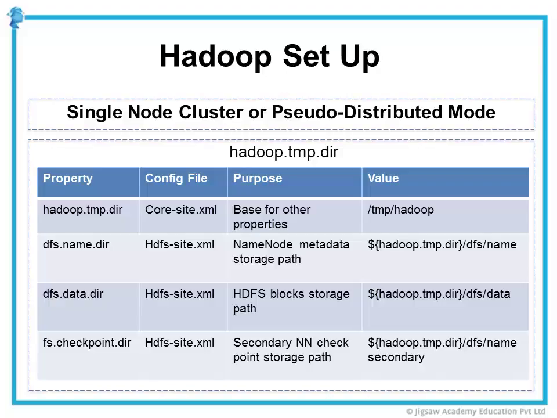And similarly you have dfs.data.dir. This determines where on the local file system a data node should store its blocks, and you can see the default value also contains hadoop.tmp.dir. And finally you have fs.checkpoint.dir. This is the directory where the secondary name node stores its checkpoints, and the default value again contains hadoop.tmp.dir. So as you can see, hadoop.tmp.dir is a base for other directories by default.